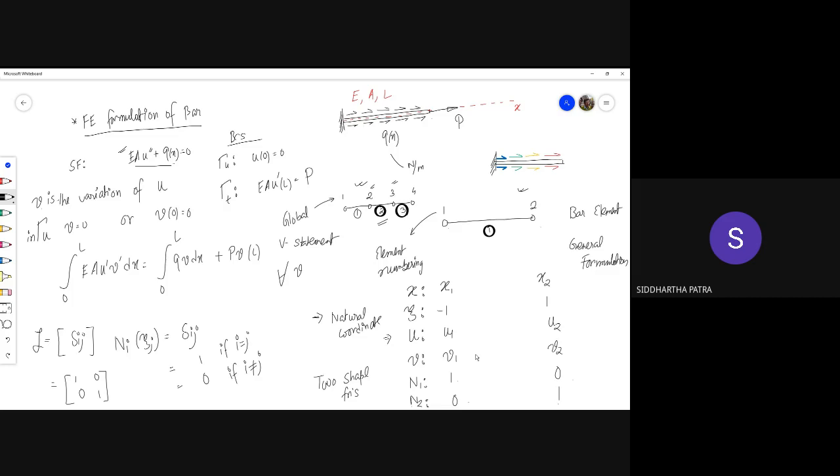So right now we are talking about a situation when a single element has two nodes, and we are defining the values of the shape functions at those two nodes. And that's why we have this 2 by 2 matrix. So if our element had three nodes, that is also possible. If our element had three nodes, then we would have a 3 by 3 Kronecker identity matrix in that situation.